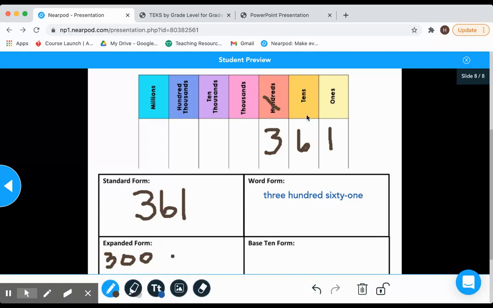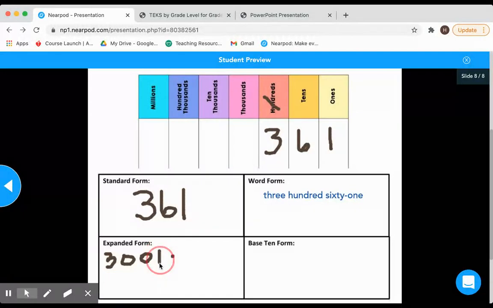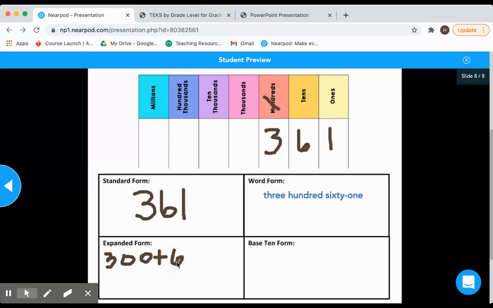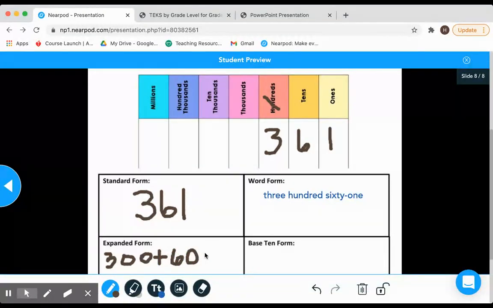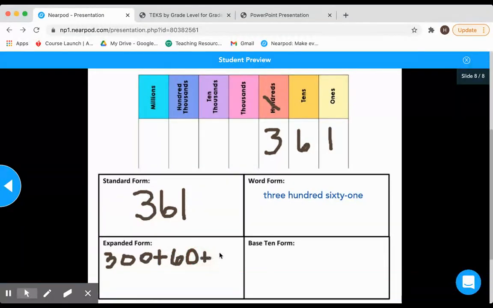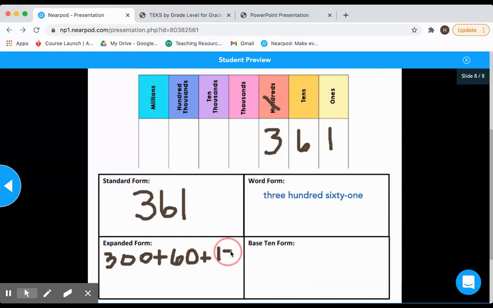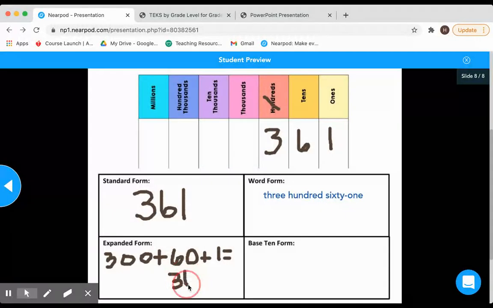Then I'm going to move on to my tens. What's the value of my tens? What's that 6 worth? 60. And what's that 1 worth? Just a plain old 1. And if we were to add all these up, 300 plus 60 plus 1, that would equal 361.